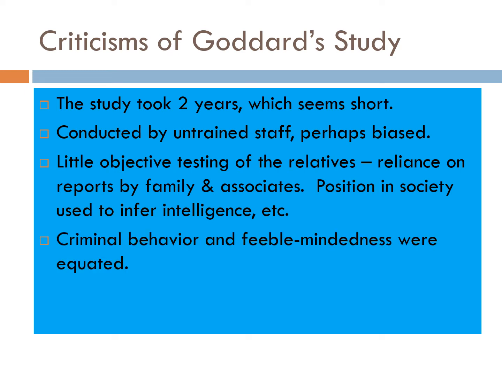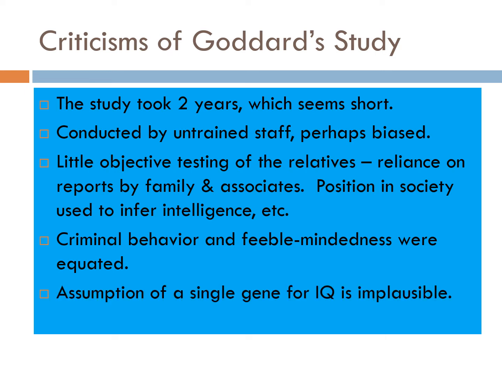So essentially, criminal behavior and feeble-mindedness were equated with one another, right? There's an assumption of a single gene for IQ, which is what Goddard was basing all of his research off of, and that is simply implausible, right? We know that intelligence and the development of neurological structures in many instances is pleiotropic, right? Many, many genes are involved in controlling those structures.